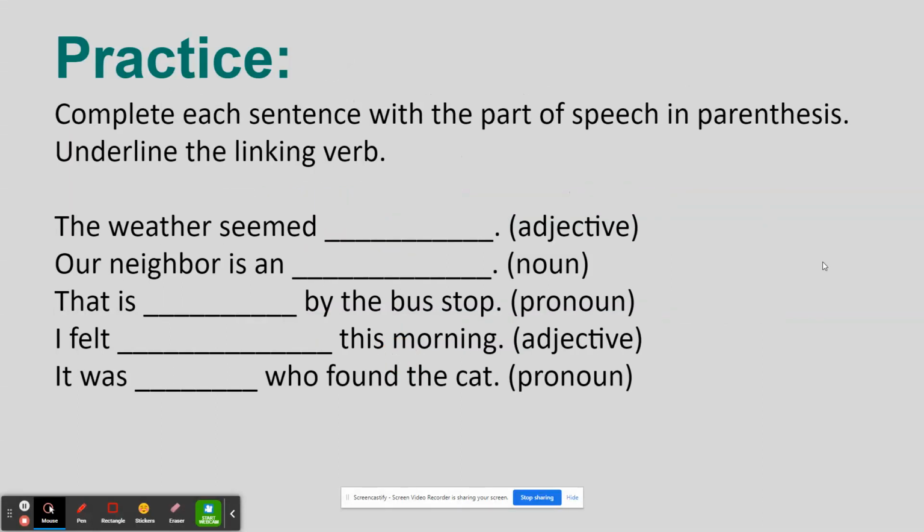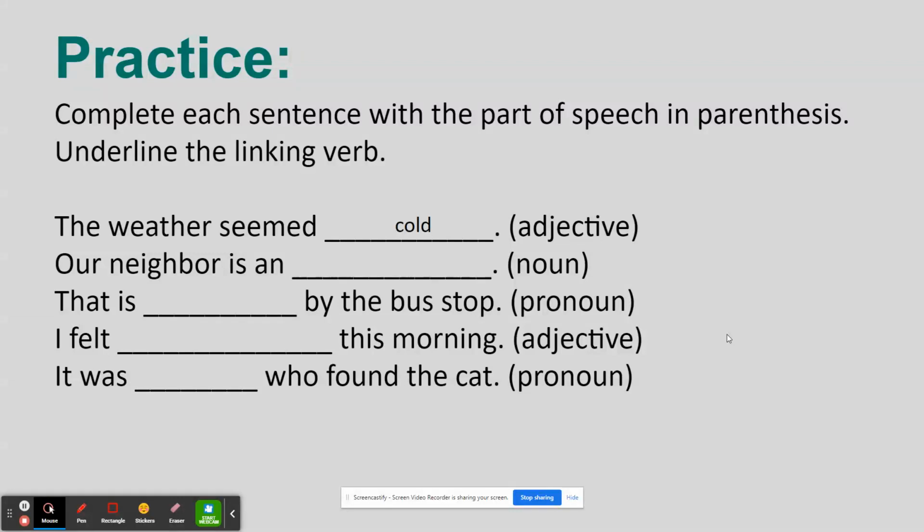All right, let's do a little bit of practice here. On your lesson today, you're going to have to add adjectives, nouns, or pronouns to sentences that make sense. And you're going to need to know your parts of speech in order to do this. So, for instance, the weather seemed, and we need an adjective here. So, think of your describing words, your descriptive adjectives. What can we put there? Something like cold. The weather seemed cold.